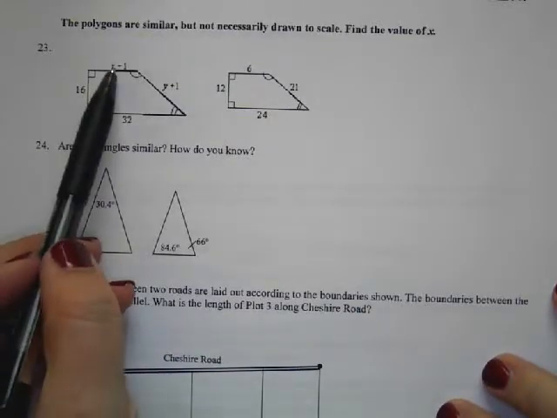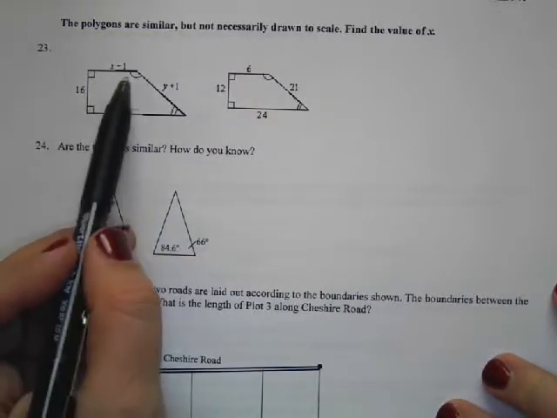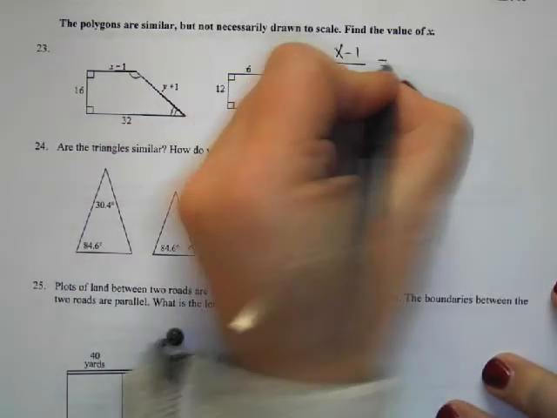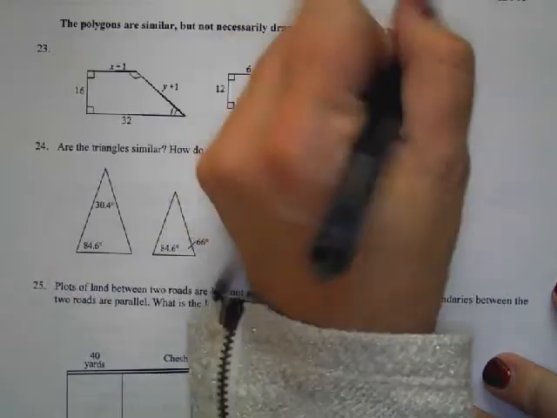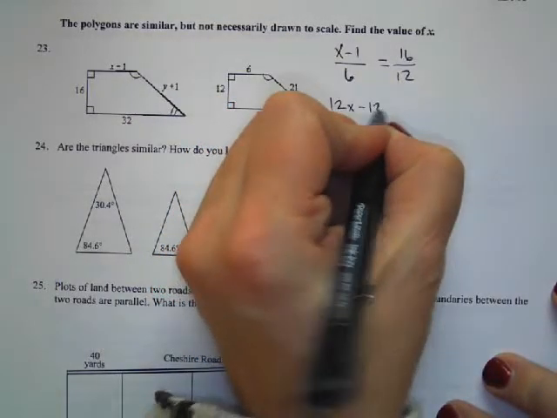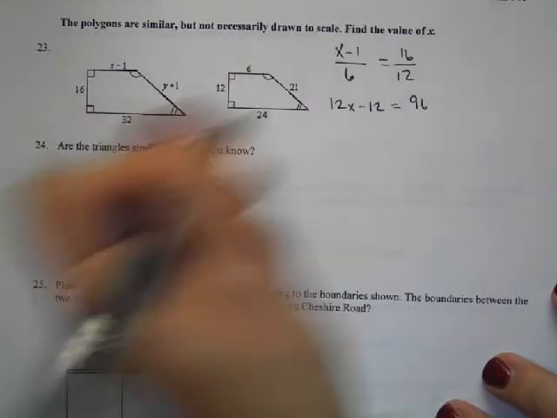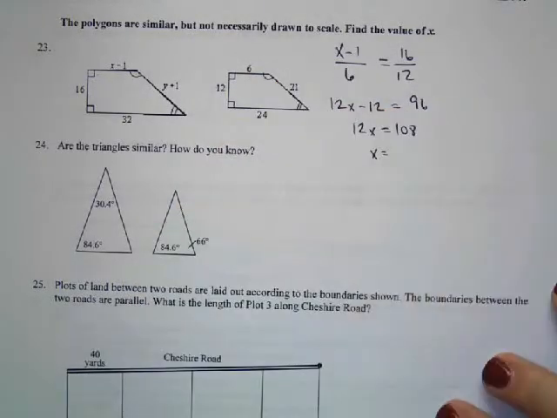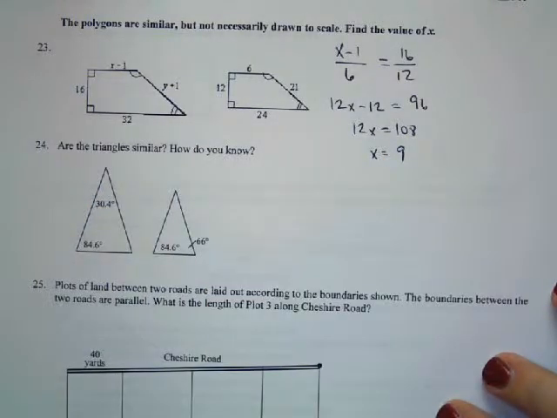So if we want to find the value of x, we need to write a proportion. Since these are similar, they're not congruent. So I'll take x minus 1, pair that up with 6, and then I'm going to make sure I don't use the y, so I'm just going to use 16 and 12. So I'll have 12x minus 12 equals 96. 12x will equal 108. X will equal 9.